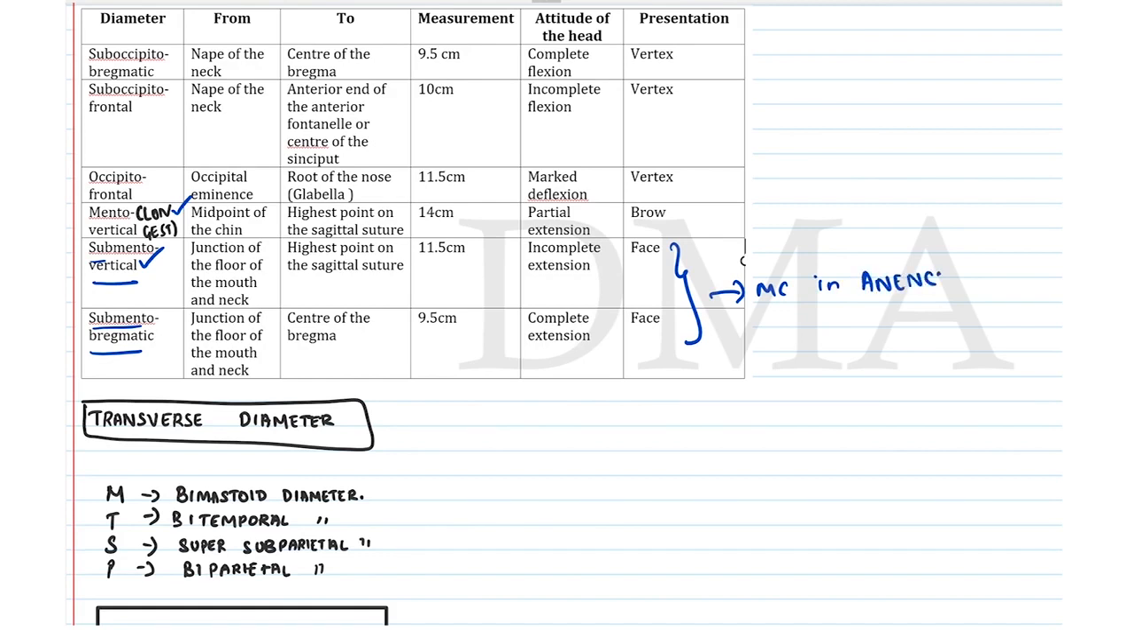Okay, so face presentation is most common in anencephaly. Another pretty important MCQ you should never forget, because anencephaly is a condition where the patient does not have proper head development. So improper development of the head in turn makes the baby show their face first.